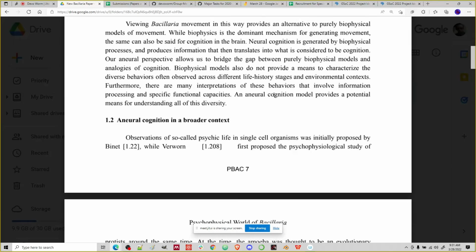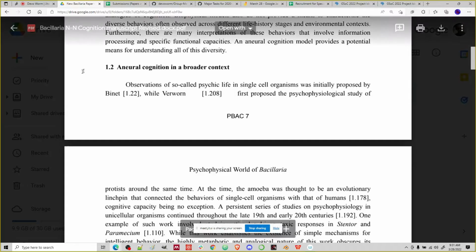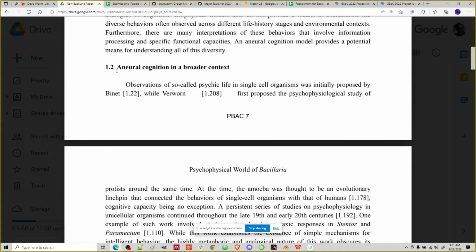So this is aneural cognition. In the paper, the term aneural cognition is used. Some people use basal cognition, some people use non-neuronal cognition. The terminology isn't very tight there, but it's basically the same thing.